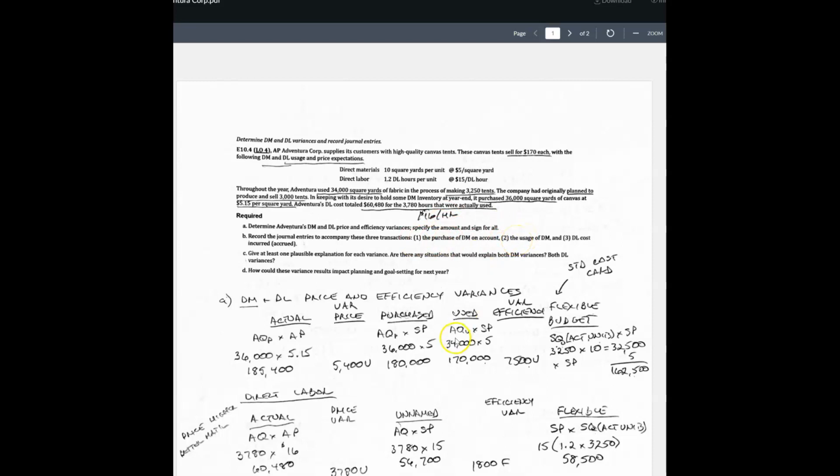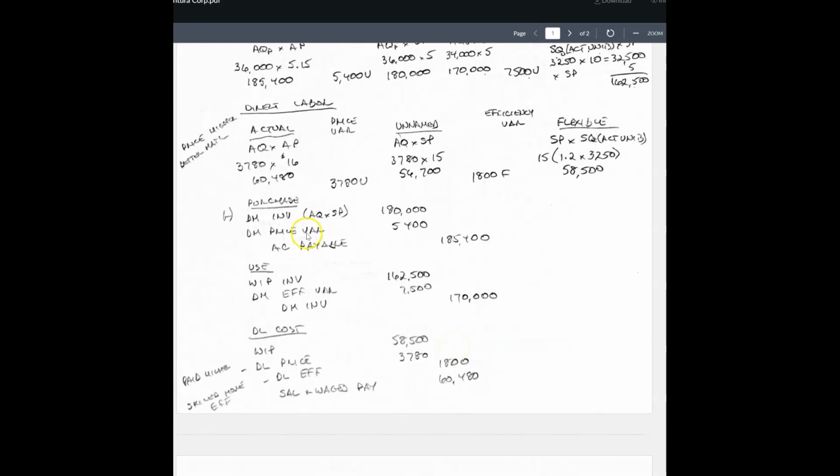usage, and direct labor. So here's the purchase, and the thing to remember is that it actually gets recorded at standard. Okay, so that material gets recorded at the standard price, and then we record price variance as part of it. When we use it, we take it out of direct material inventory at standard, because that's the way it went in, and we put it into work in process. All right, and we've got direct material efficiency variance that shows up for 7,500.